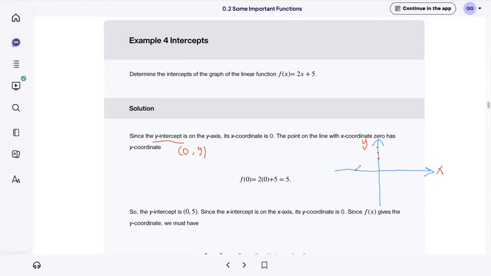Versus if the points fall on the x-axis, those points are called x-intercepts or zeros of the function, because the y value is always 0. x can be any number.